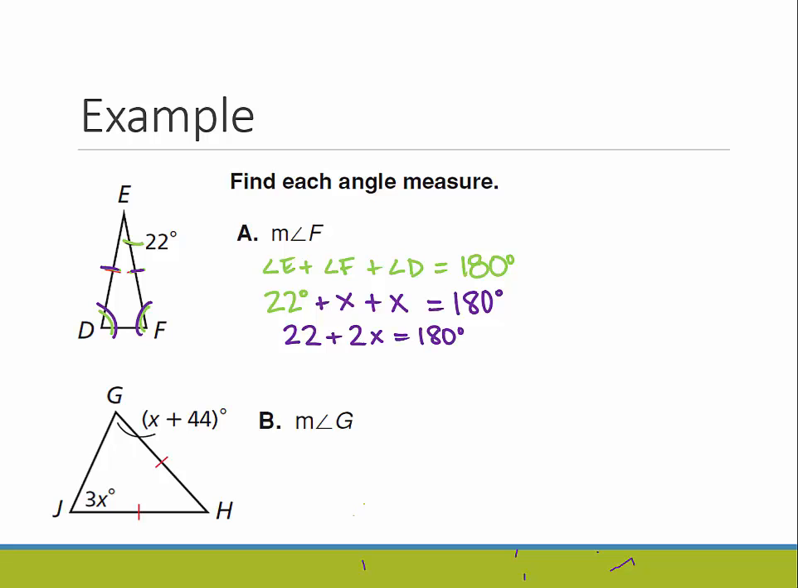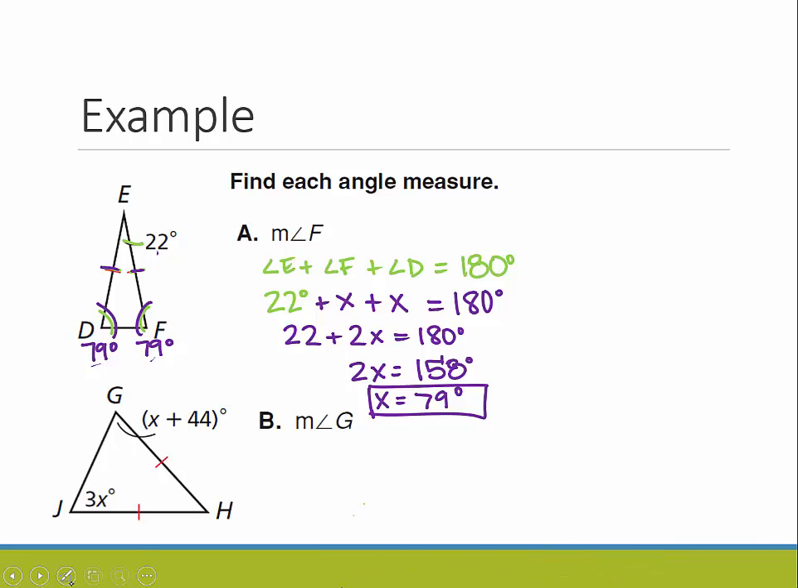Got to get X by itself. So if we subtract 22 from both sides, we end up with 2X equals 158. And if we divide both sides by 2, we end up with 79. So that means angle F and angle D both have to be 79 degrees. And you can quickly double check this. If you add 79, 79, and 22, you should end up with 180.